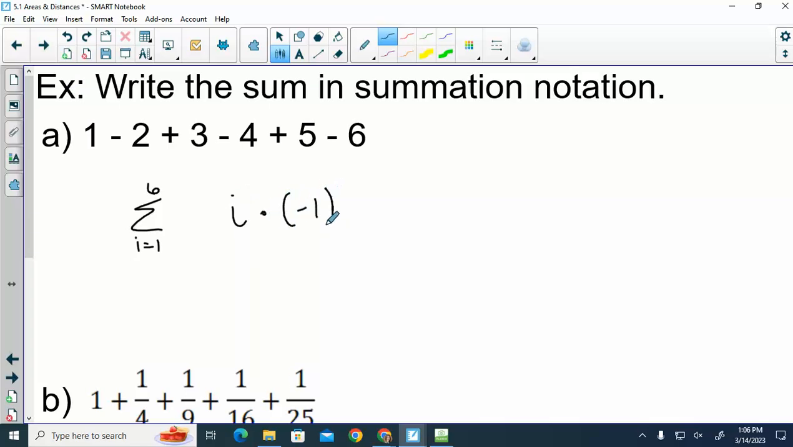So negative 1. Okay, if I just did negative 1 to the i, then if I put in a 1, this first term would be negative. Is that what I want? So let's see if we do i plus 1. So if I put in a 1, I get 1 times negative 1 squared, which is 1. 2 times negative 1 cubed is negative 2. So does this work? Yeah.